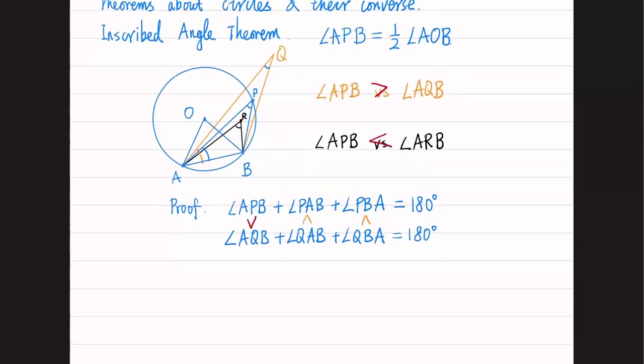Okay, so this allows us to state the converse of this inscribed angle theorem. Let P.